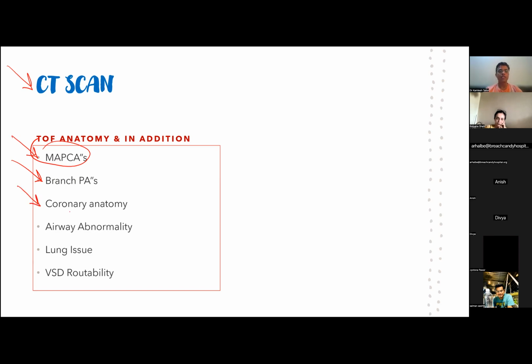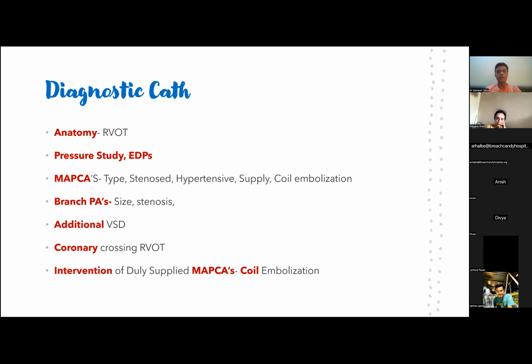Coronary abnormalities, as I already mentioned. Are there any associated airway abnormalities that can be detected during the CT scan? Lung problems, if there are any, such as one of the lungs being hypoplastic or not. And one can also see the routability of the VSD in the CT scan.